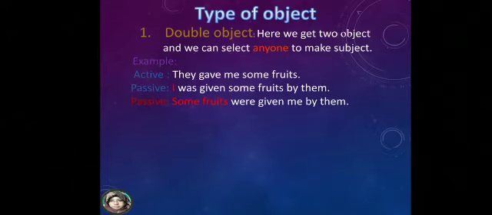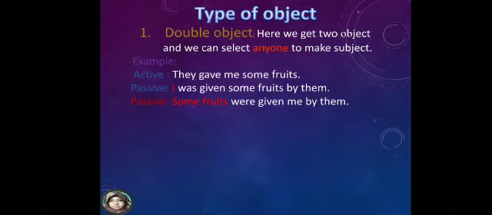As you can see here, double object. Here we get two objects and we can select any one to make the subject. The example is, they gave me some fruits. Have you noticed that there are two objects? One is me, another one is some fruits. Each of the objects in the active sentence can become the subject in the passive sentence. Look, when we use I as a subject, the passive form will be I was given some fruits by them.